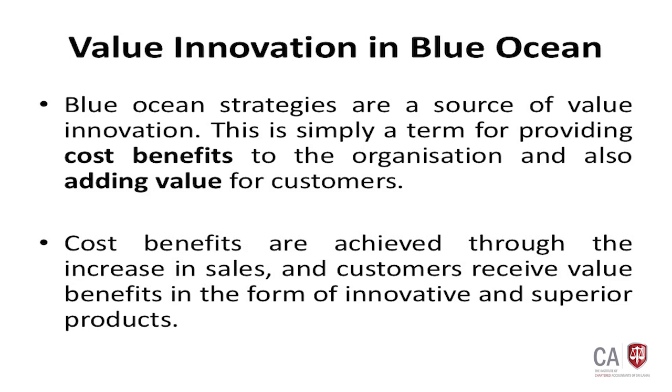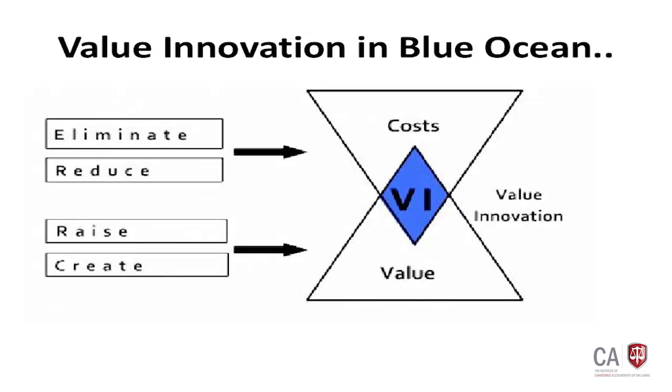Normally how can we do this? You try to get some cost savings through an increase in sales. At the same time, the customer will get more innovative and superior products. I think this is very clear for you. You try to reduce cost, and at the same time you try to increase the value to the customer. That is called value innovation. You are trying to do both things in parallel, cost reduction and value increase.